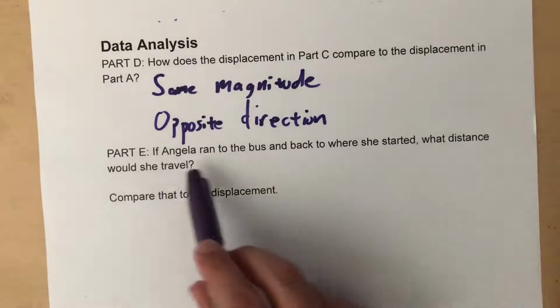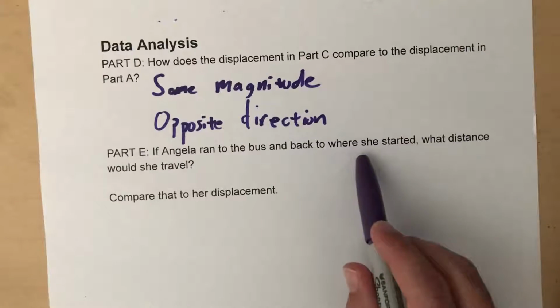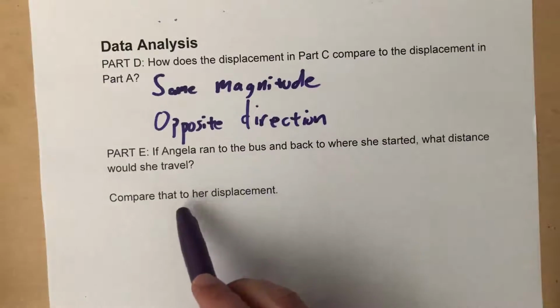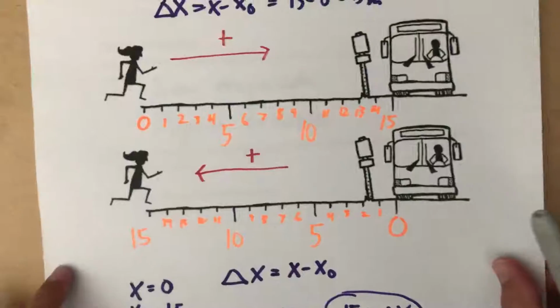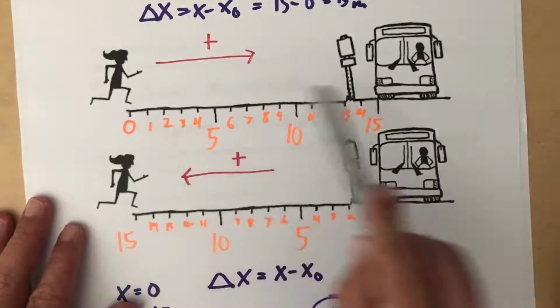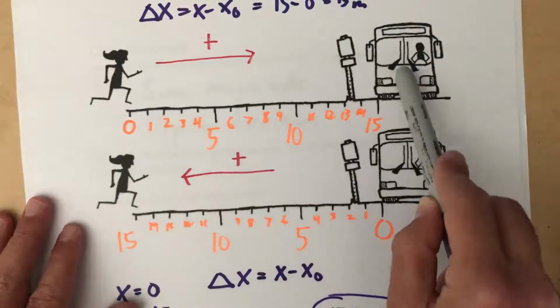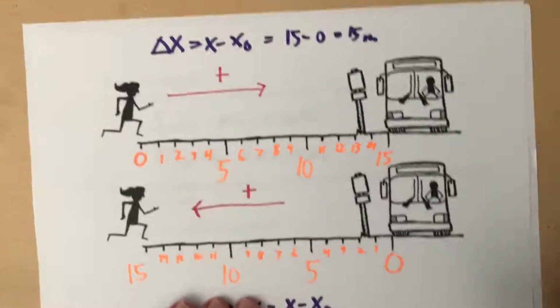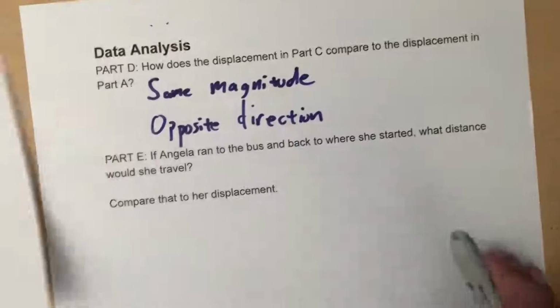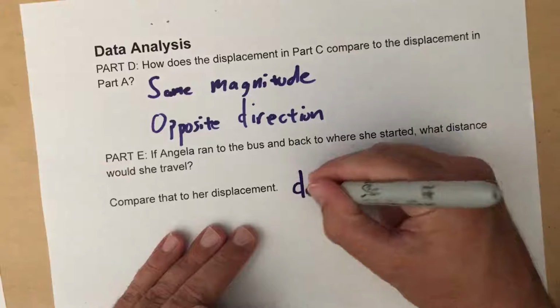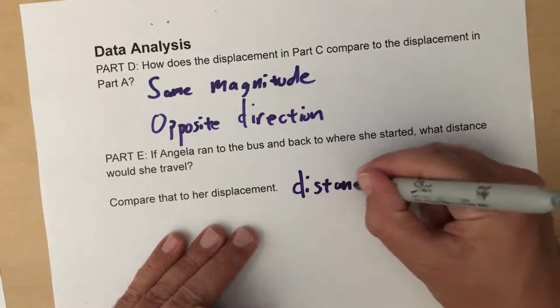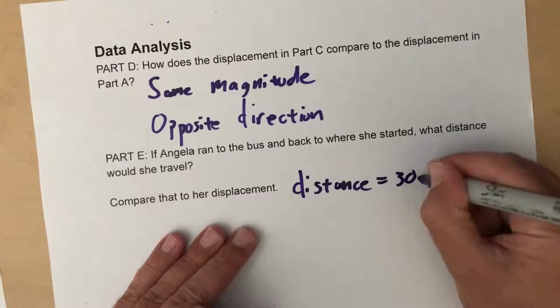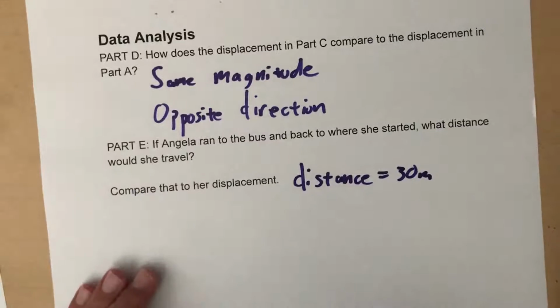Here's a good question. If Angela ran to the bus and back where she started, what distance would she have traveled? And compare that to her displacement. Well, if she runs from here and back, 15 meters that way, 15 meters back, so the distance she would run here would be 30 meters. 15 there and 15 back for a total of 30.